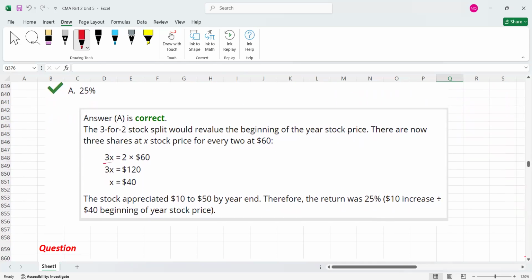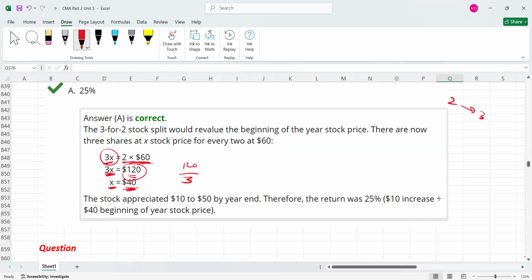But if you feel this is difficult, you can find it this way. In a stock split of 3 for 2, three shares' value should be equal to the value of two shares. Two shares at the beginning of the year with a stock price of 60 gave a total value of 120. This value should be equal to the three shares' market value. So 3x equals $120 and you have to find x, the market value. 120 divided by 3 means one stock price becomes 40.